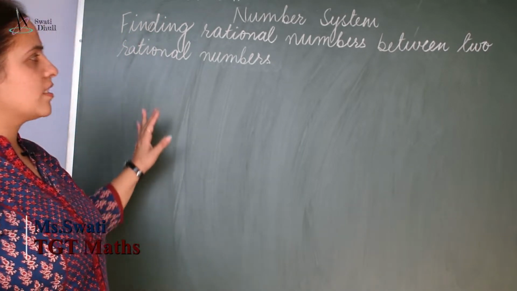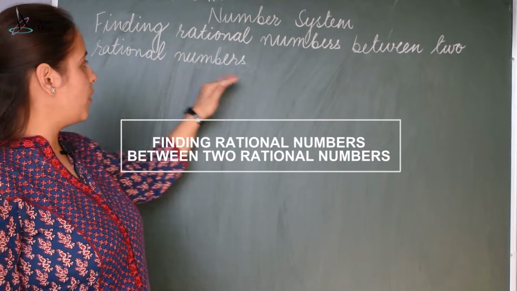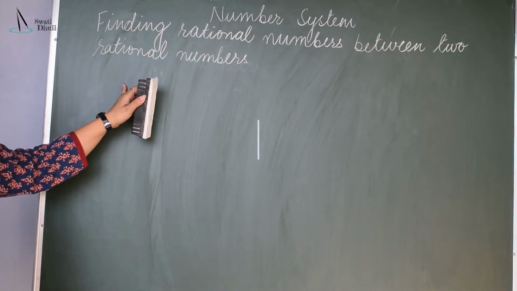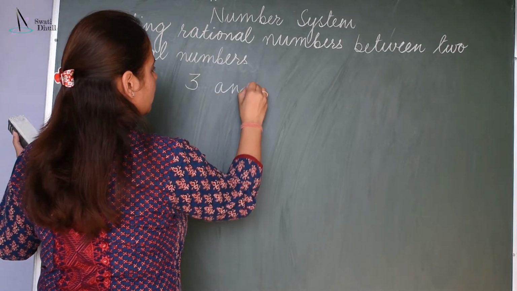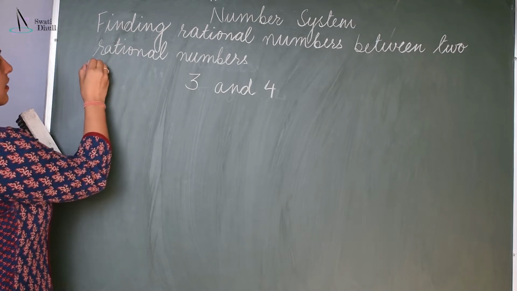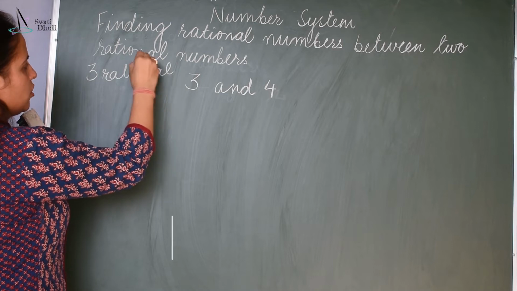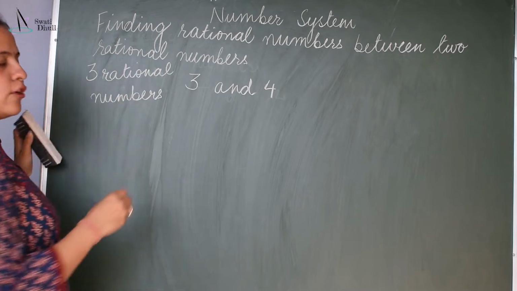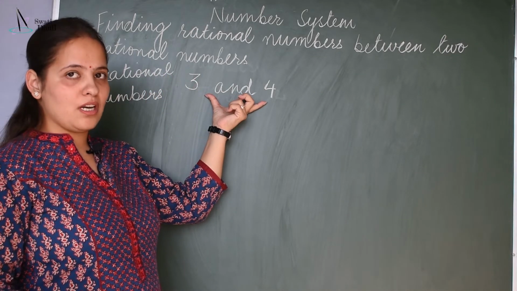Today I am going to discuss with you all how to find rational numbers between any two rational numbers. For this, I would like to take an example. Let's say there are two rational numbers 3 and 4, and I need to find three rational numbers between these two rational numbers.